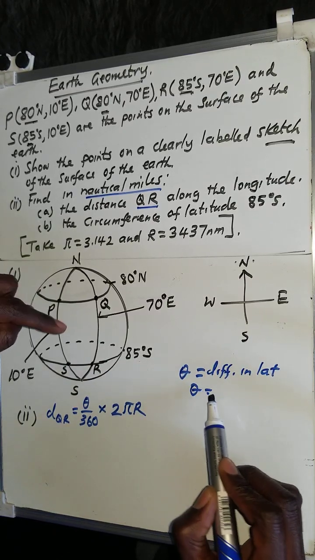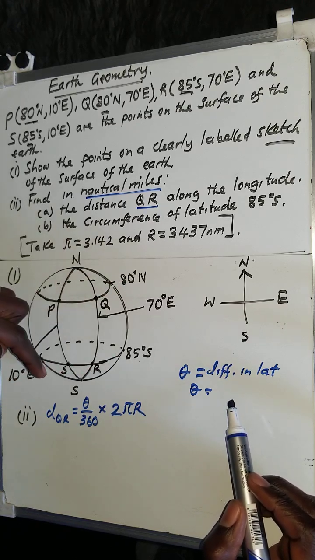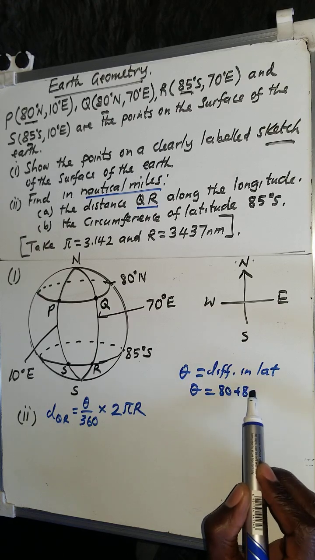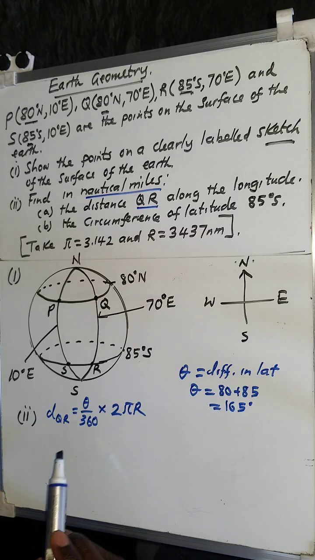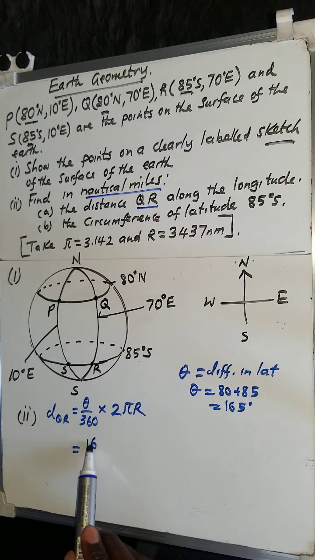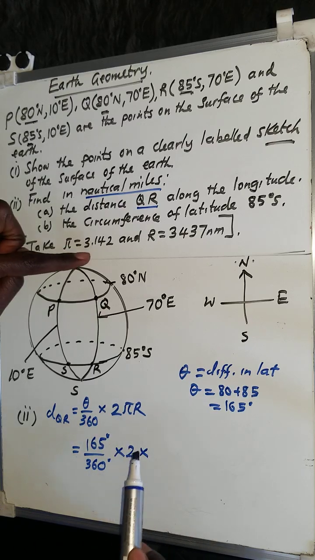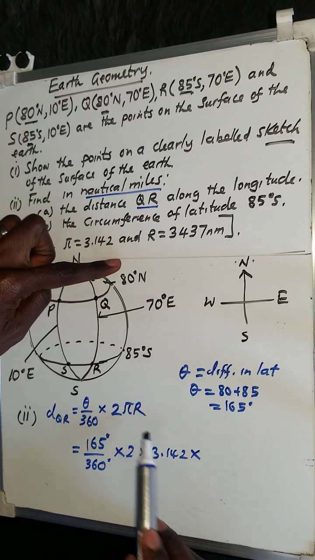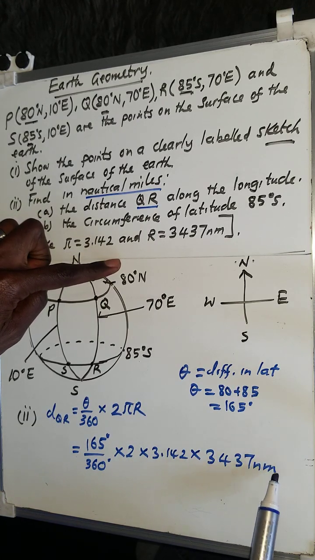So what is the difference in latitude? Q is on 80 degrees north and R is on 85 degrees south. So you add, so it is 80 plus 85. That will give us 165 degrees. So we can substitute and say 165 over 360 degrees multiplied by 2 times our pi. They told us to use 3.142 multiplied by the radius in nautical miles, that is 34.37 in nautical miles.